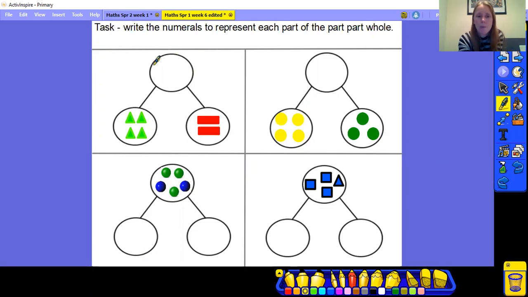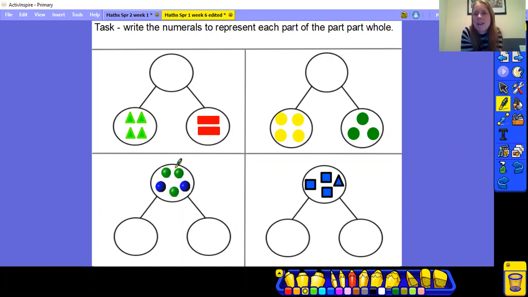So in this part whole model, you're going to move the triangles and the rectangles to find how many you have all together, and you're going to write it as a numeral in the whole. For this one, you're going to think about how many yellow spots you have, how many green spots you have, and here you're going to write how many you have all together.